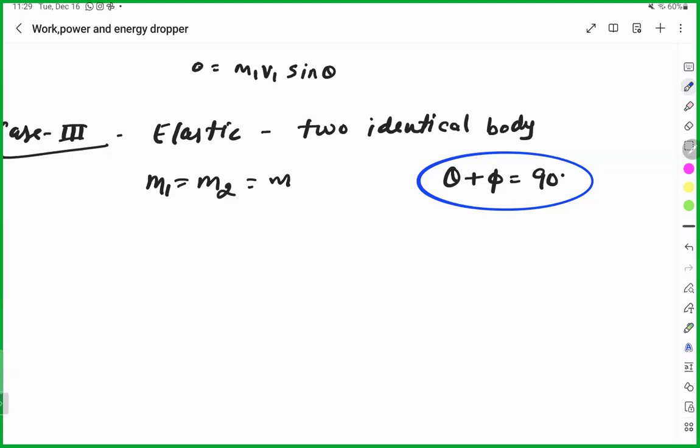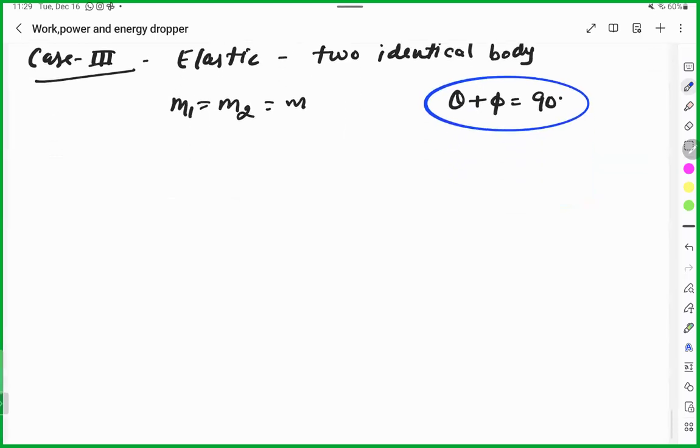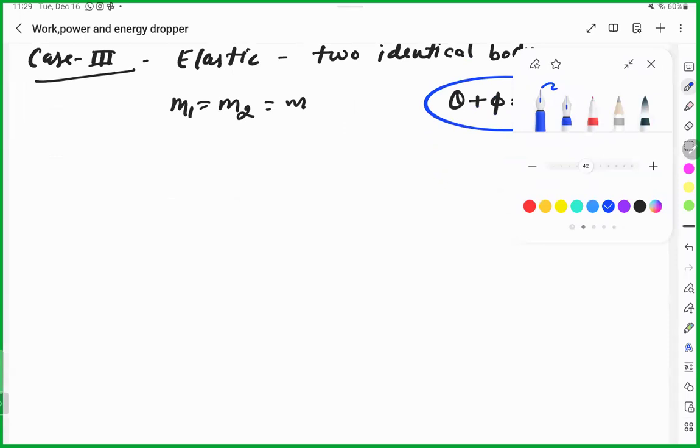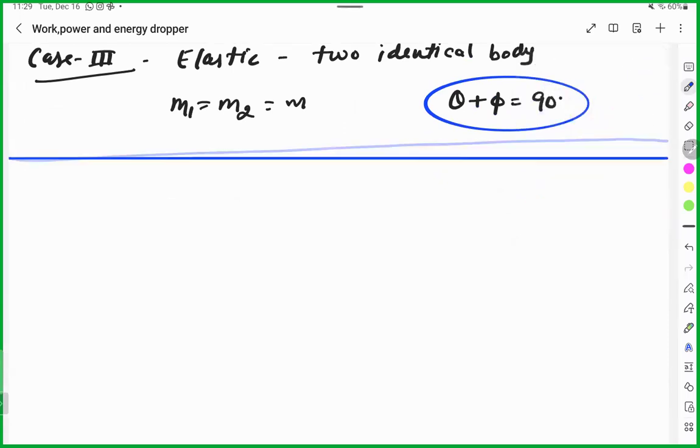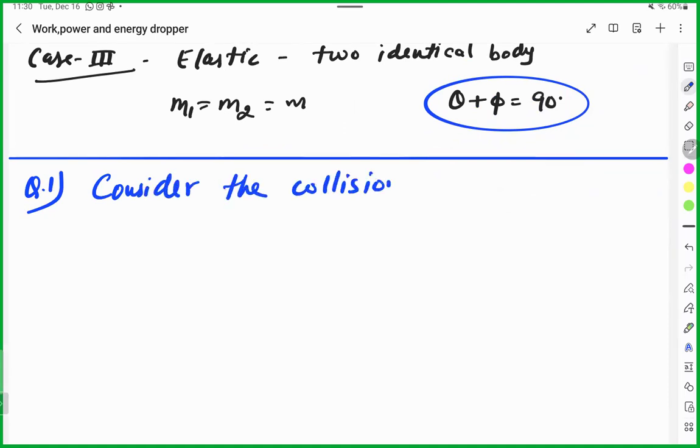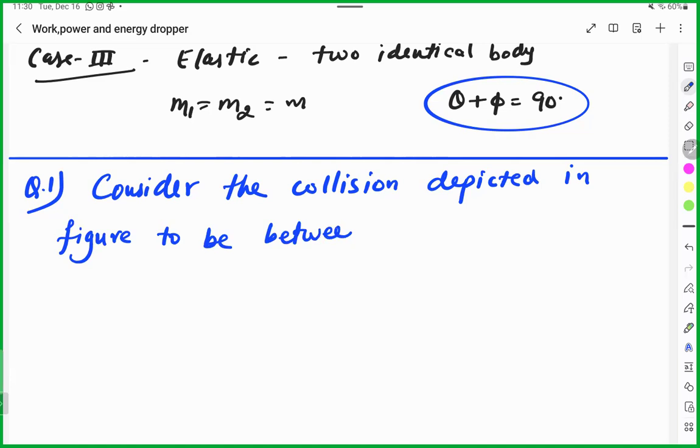Write the question. These are the billiard balls, right? Billiards game, snooker, billiards.